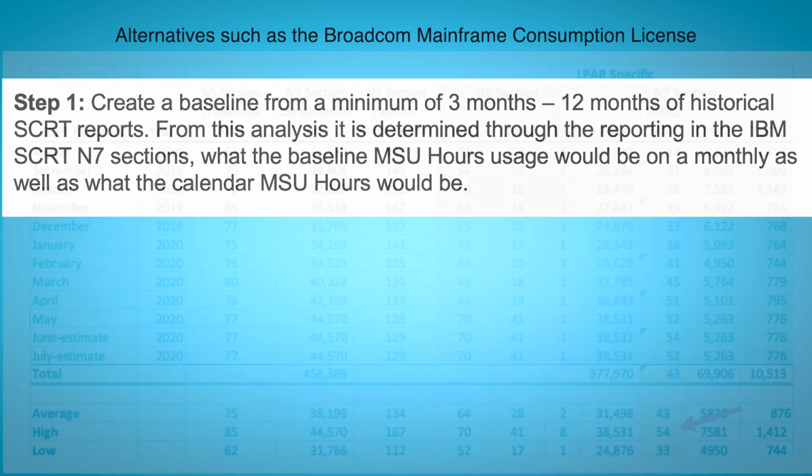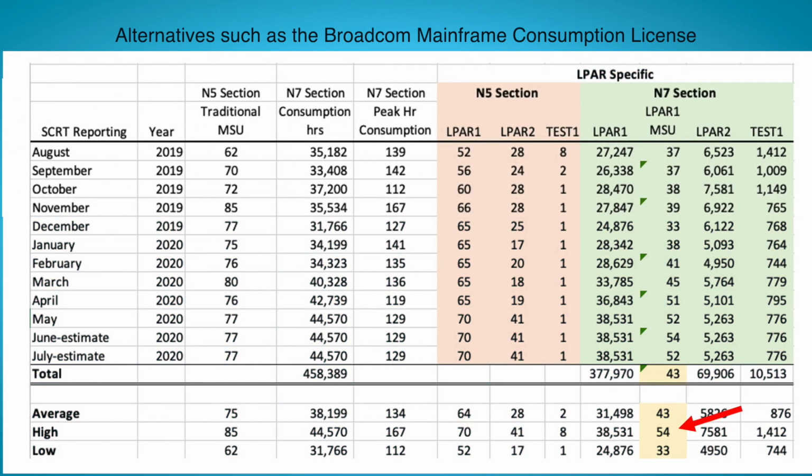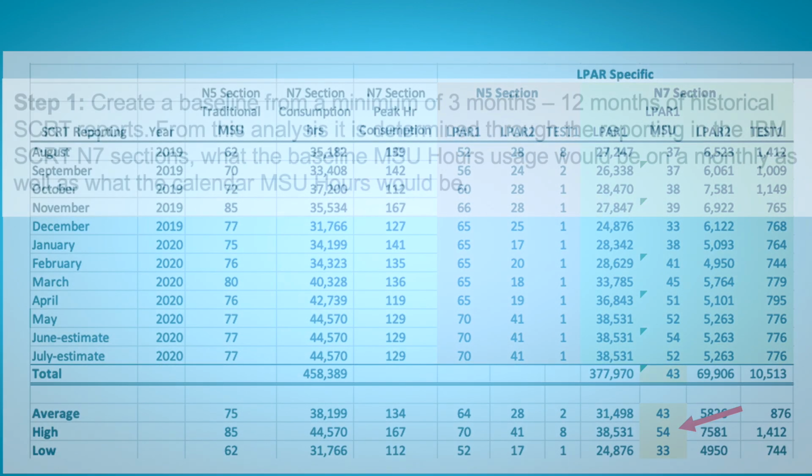of historical SCRT reports. As you can see in this example, we average out and provide both high, low, and average of the MSU in the 7 sections, which is the MSU per hour section within the SCRT report. In this example, we're highlighting 54 MSU as the high watermark that will be used for baseline calculations.